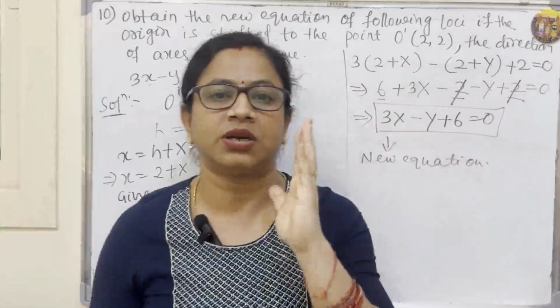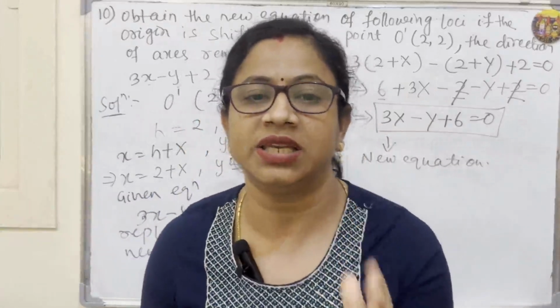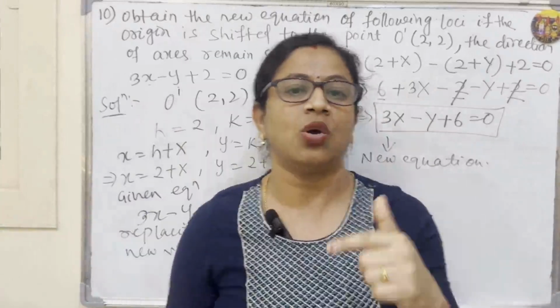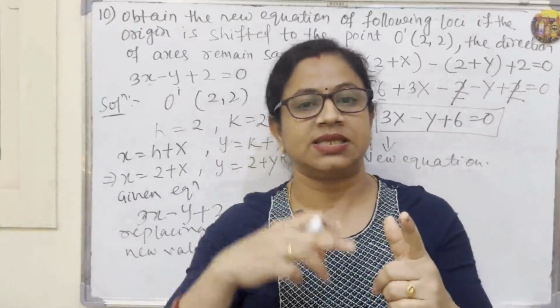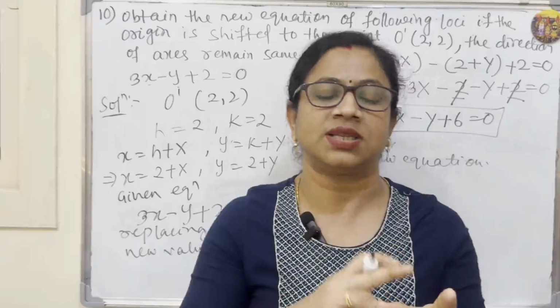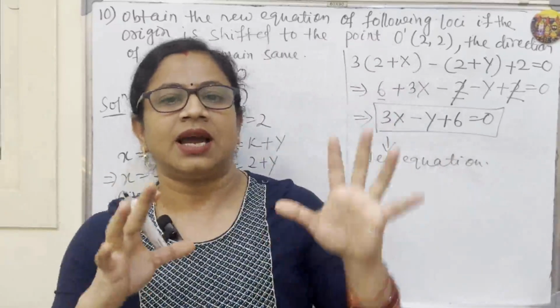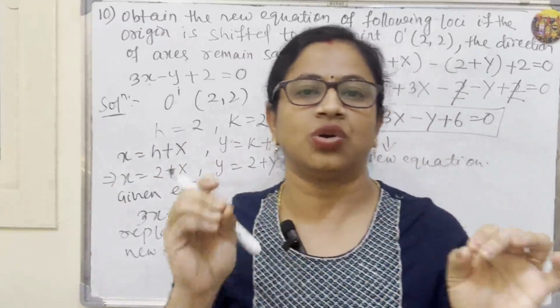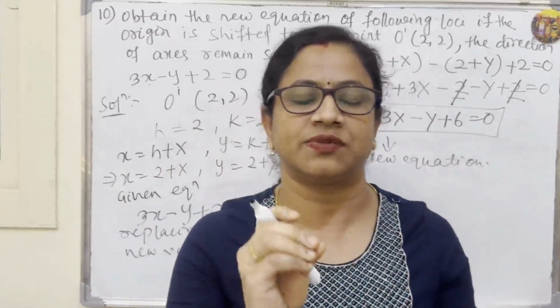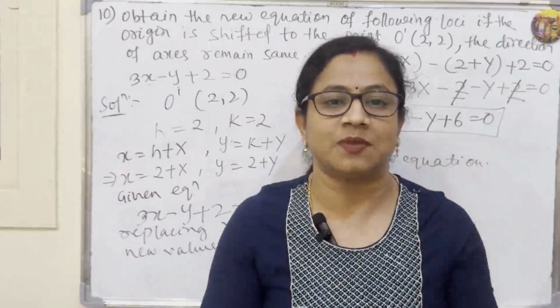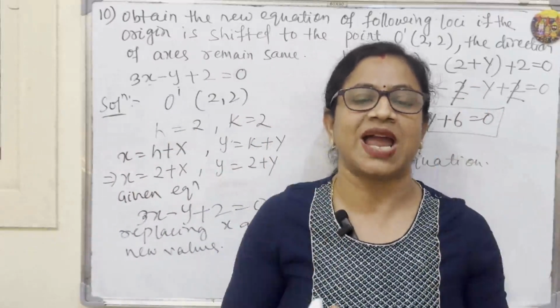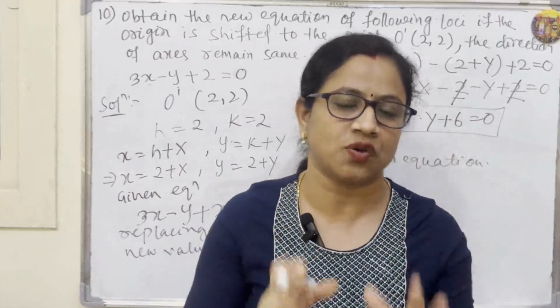So I hope you understood how to find a new equation for the locus of a point when the origin is shifted from the original origin to a new origin in the same Cartesian plane, and how to find new coordinates, old coordinates and coordinates of the shifted origin. By following the same steps and same formulas, try to solve the remaining questions of the exercise.